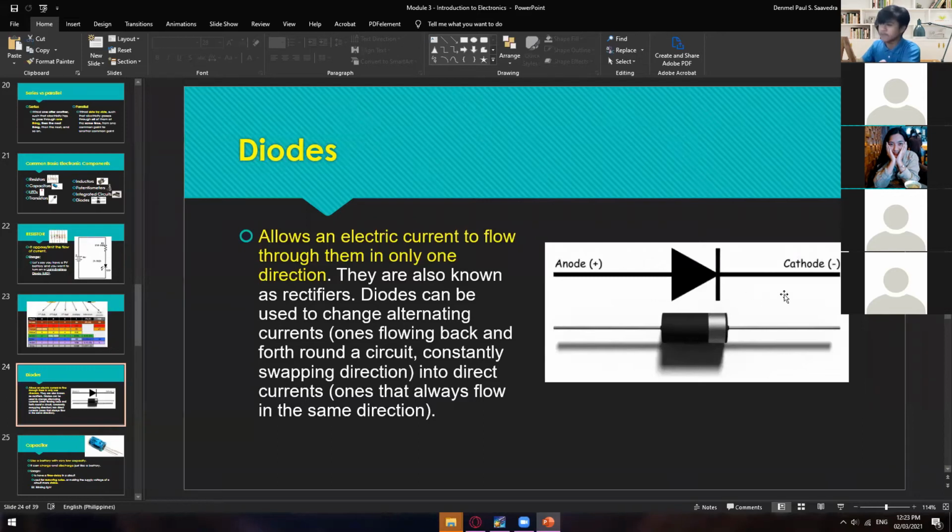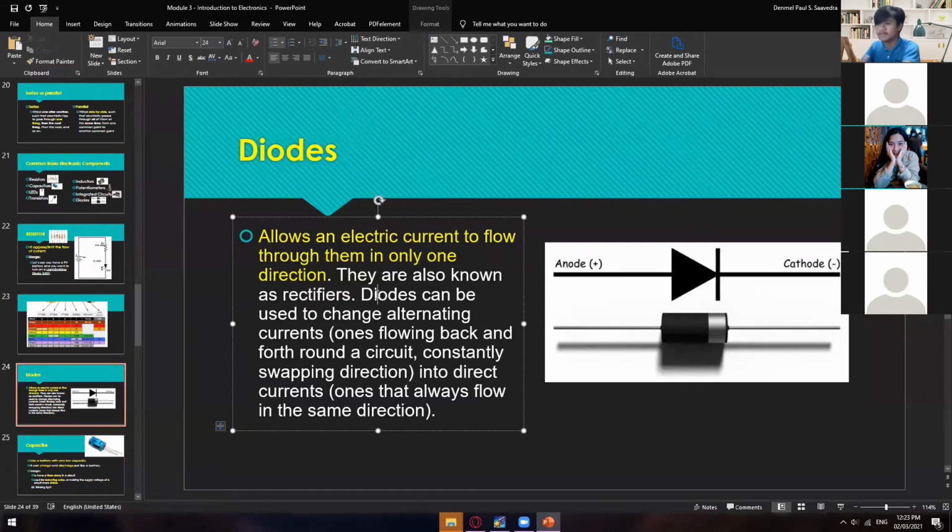So as you guys can see, this one will only allow one flow of current, positive only, or if it's negative, negative only. Okay, so that's how our diodes work. They are also known as rectifiers.